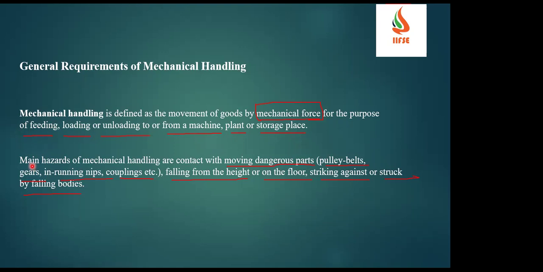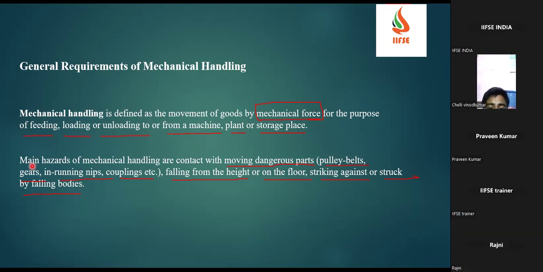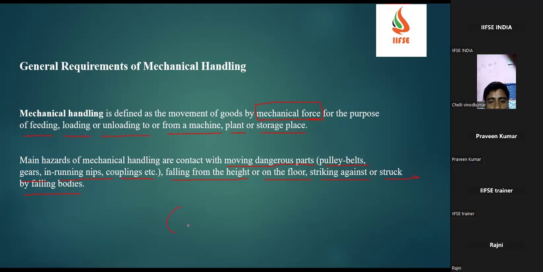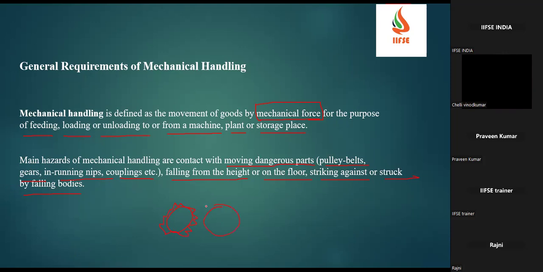The contact with moving dangerous parts. We saw yesterday, if the moving parts are not properly guarded or not designed properly, there will be a chance of an incident. And also pulley belts or gear parts, in-running nips. In the sense, for example, if you see a gearbox, it is just like teeth. These two units which run towards each other, this point is called the nip point.